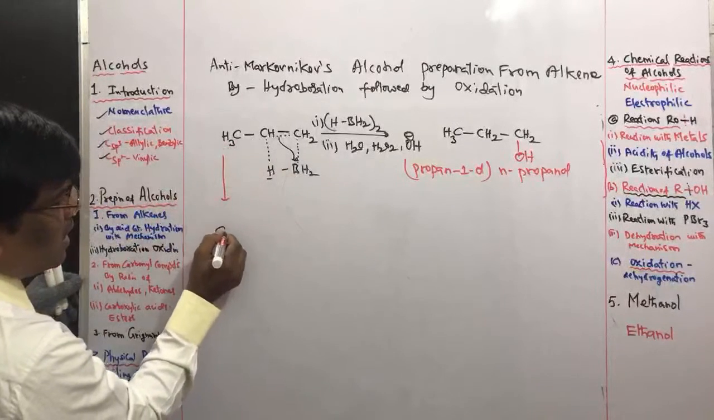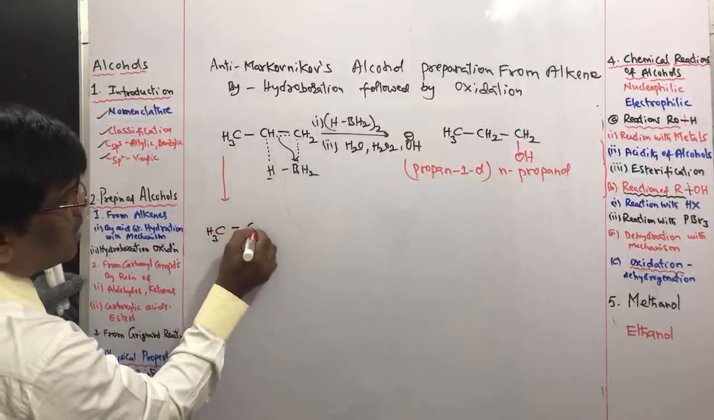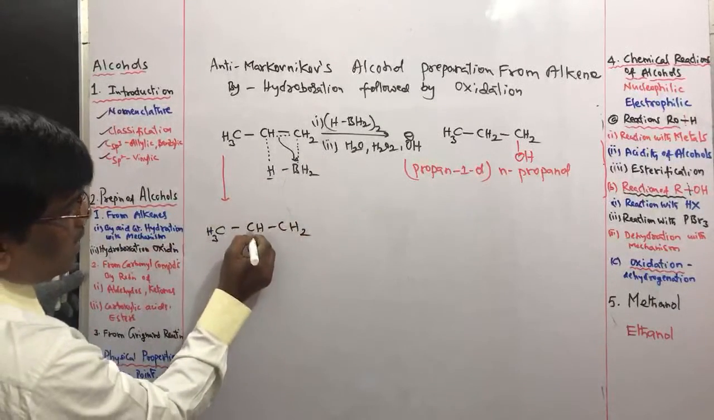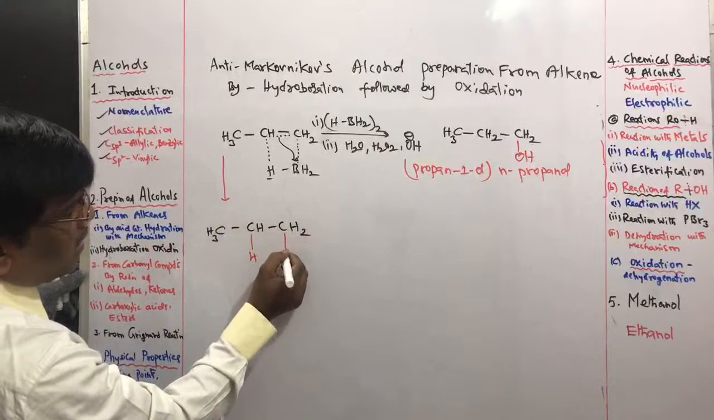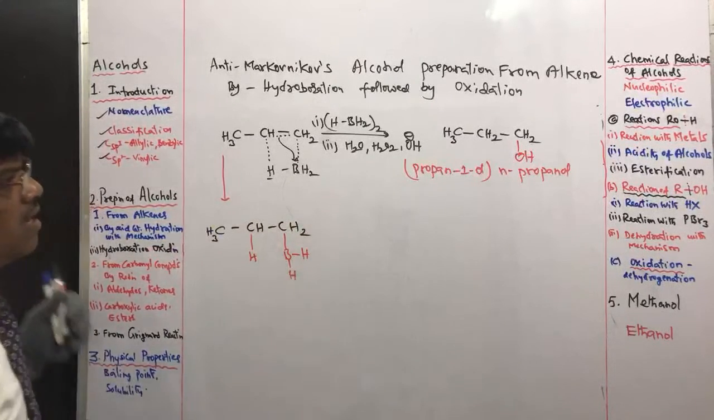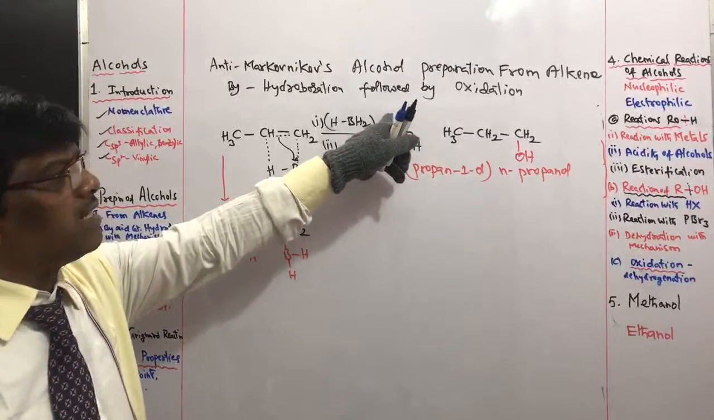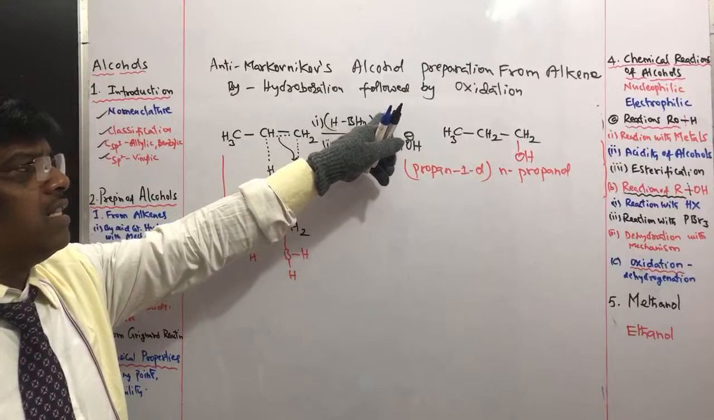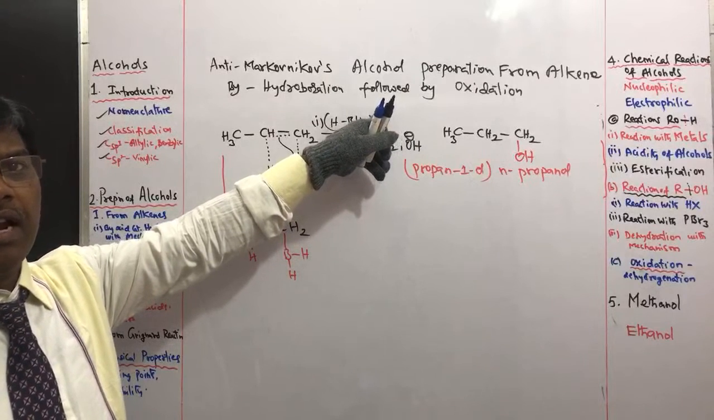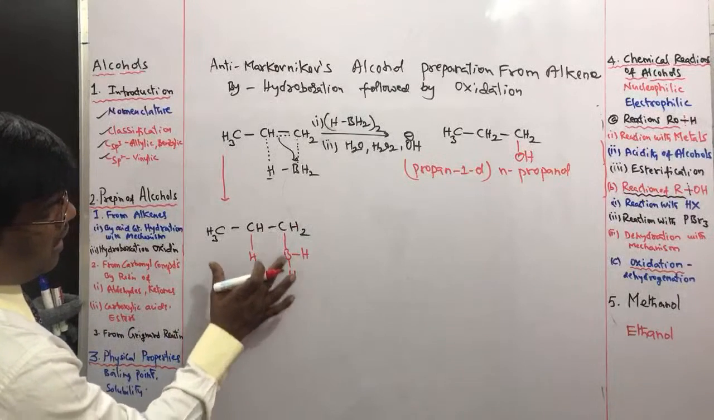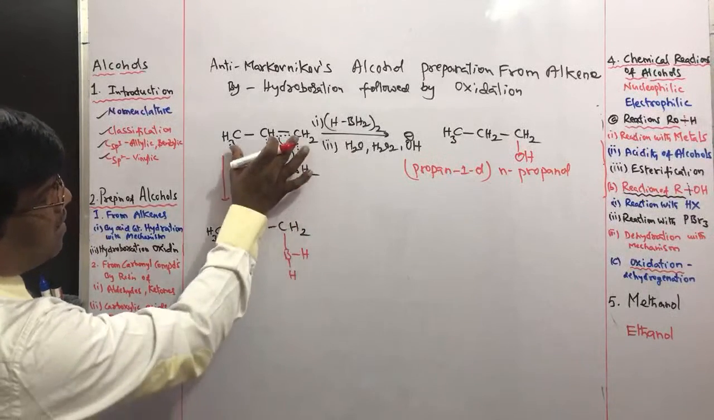Now, the syn addition, what is going to form? CH, and this is CH2. Now, this hydrogen is here, and this is BH2. Yes. So BH3 is written as diborane, it exists as diborane. You have learnt the diborane structure, right? So diborane adds to one mole of this alkene.